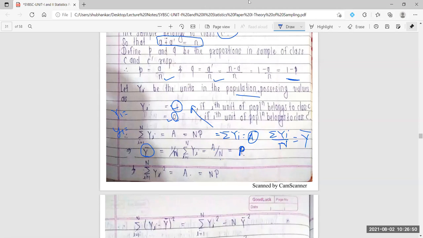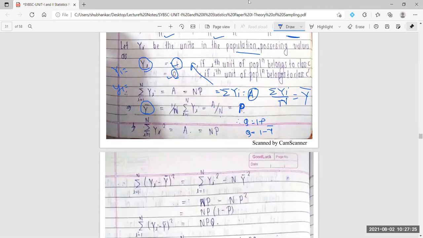Okay, so therefore Q is equal to 1 minus P. This is another relation we saw in the last couple of minutes. So you can write Q is equal to 1 minus capital Y bar also. Okay, and yi takes only the values 1 and 0.